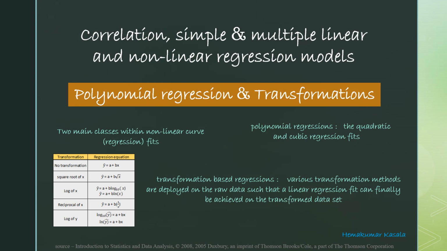That brings us to the end of the lecture on polynomial regression and transformations, which is the fourth lecture in the playlist of lectures on correlation, simple and multiple linear and nonlinear regression models. In this lecture, we studied two main classes within nonlinear regressions, namely the polynomial regressions and the transformation-based regressions. As part of the polynomial regressions, we studied the quadratic and cubic regression fits. And as part of the transformation-based regressions, we studied how various transformation methods are deployed on the raw data such that a linear regression fit can finally be achieved on the transformed data set.